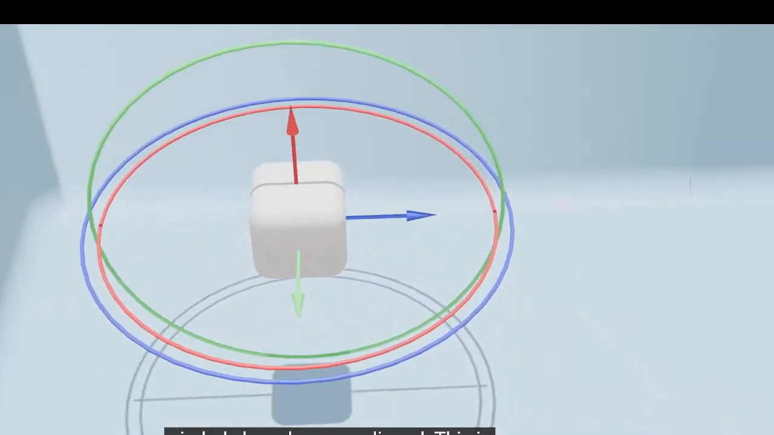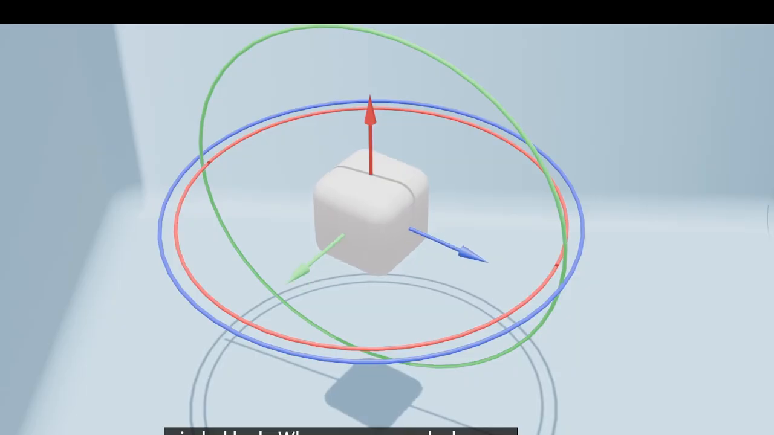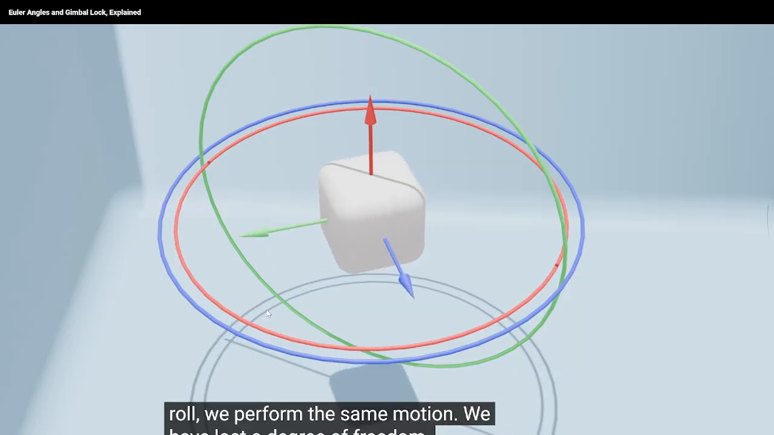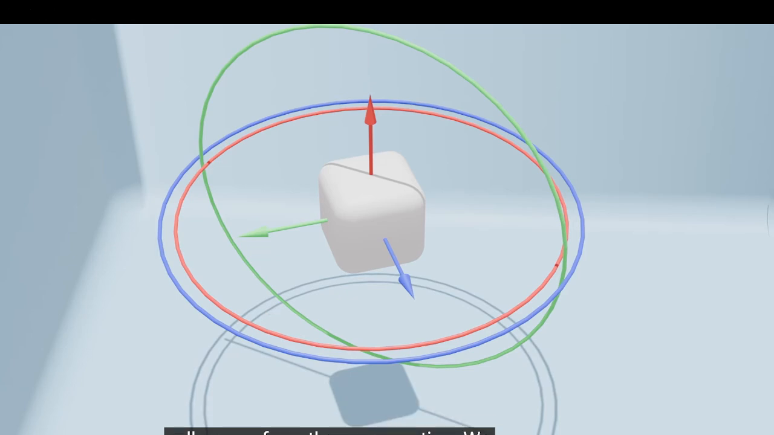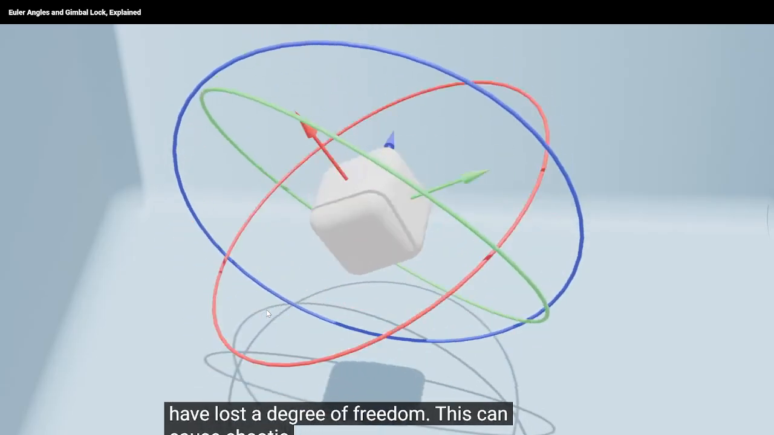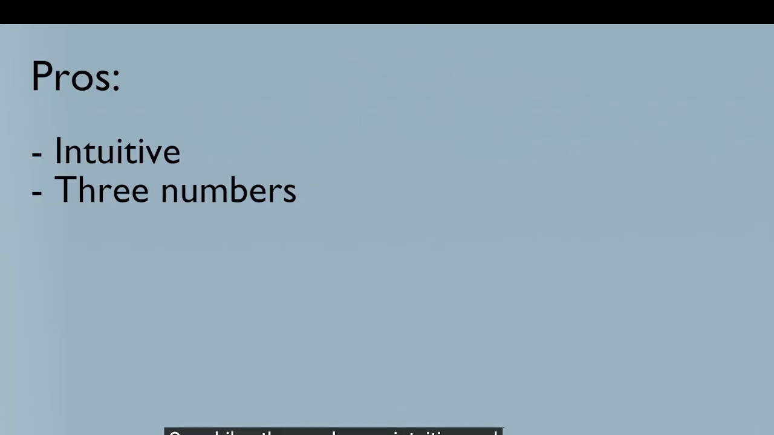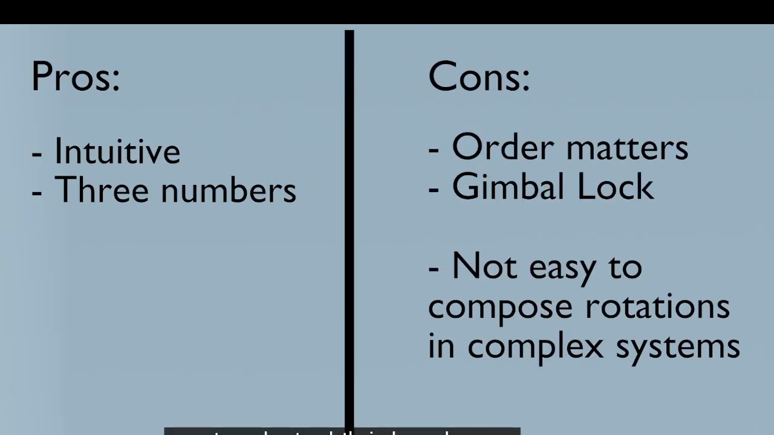This is gimbal lock. When we yaw and when we roll, we perform the same motion. We have lost a degree of freedom. If you're pitching downwards or upwards, whether you're rolling or doing yaw, both appear to be the same, and you do not know what angle you have to control to achieve the desired motion. So that is gimbal lock. This can cause chaotic, uncontrollable spinning. So, while Euler angles are intuitive and easy to understand, their dependency on convention and issues with gimbal lock mean that they are not the best orientation representation in systems.